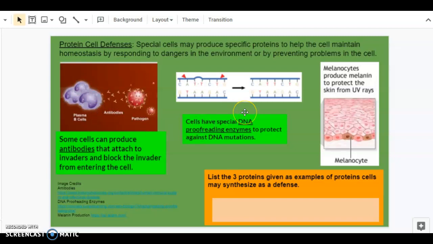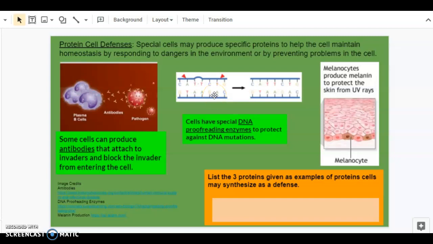Or take another example here, which happens in all our cells. The cells produce special DNA proofreading enzymes to protect against DNA mutations. So here we have an example of a mutation caused by UV radiation. It's a thymine-thymine dimer.